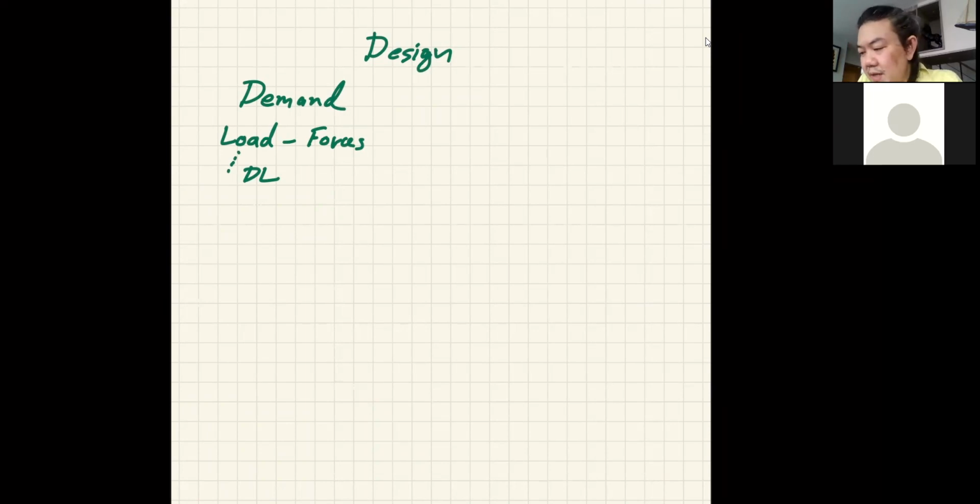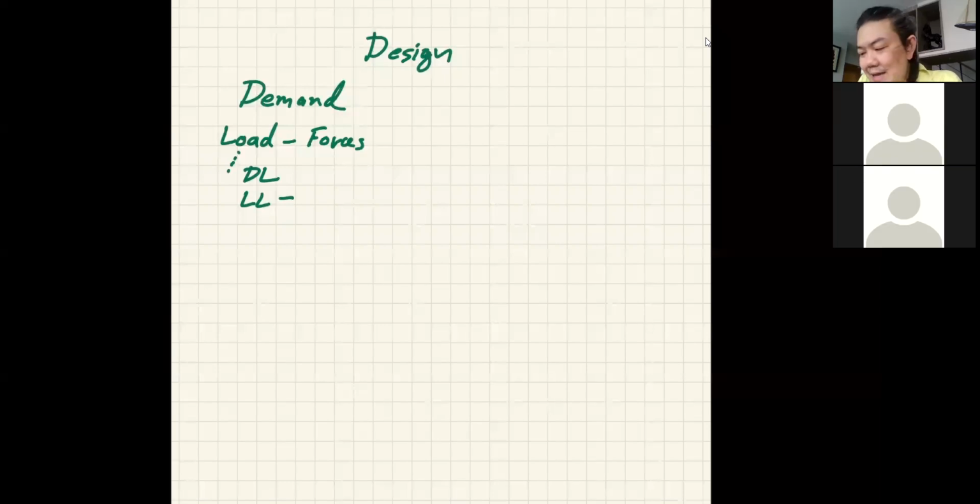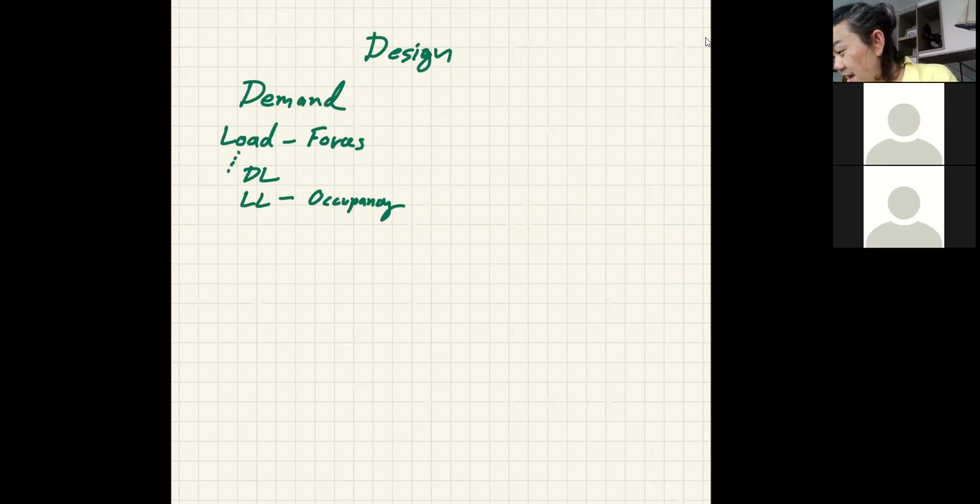But the next one, it's a live load. How much do you know about it? The live load is something that tells you how you are going to use your building. So we can say that a live load, when we talk about occupancy, how the building is going to be used. Okay, and generally this is the most important part, because this part generally is governed by law.